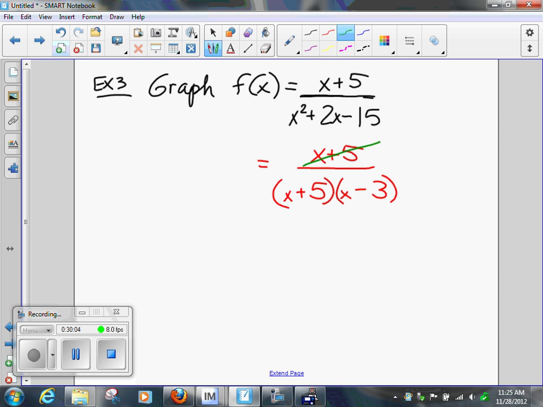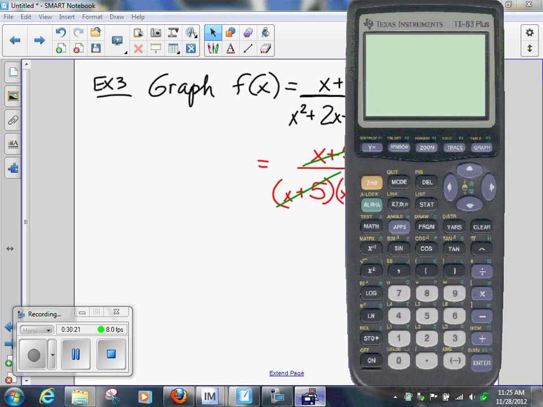It's got an x plus 5 quantity on the top. Cancel it with the x plus 5. What does that leave? That leaves us with 1 over x minus 3. Now let's look at this. Get your calculators. Check this out.